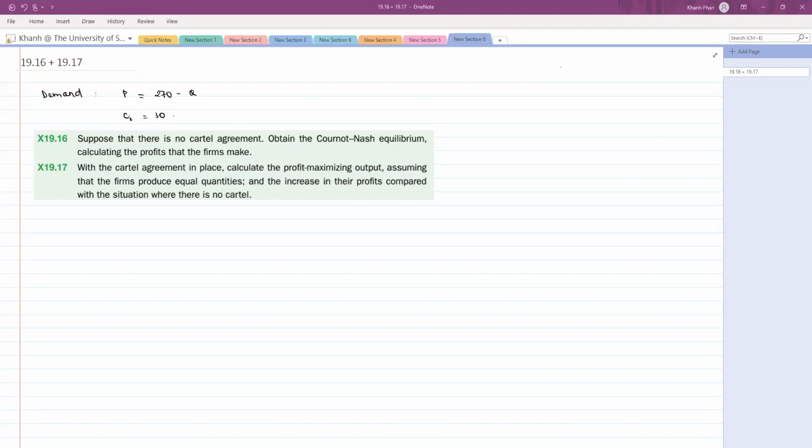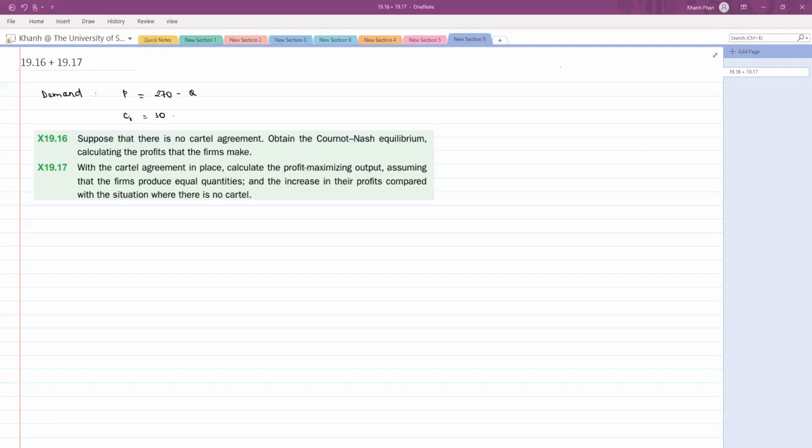Okay, so we are given a demand function P equal to 270 minus Q. Each of the firms has a marginal cost of 30. So 19.16 asks: suppose there is no cartel agreement and we try to obtain a Cournot-Nash equilibrium, calculate the profit for each of the firms. If the two firms are not cooperating with each other, and they are competing in a Cournot-Nash equilibrium, what output is each firm going to produce, and what is the firm's profit?